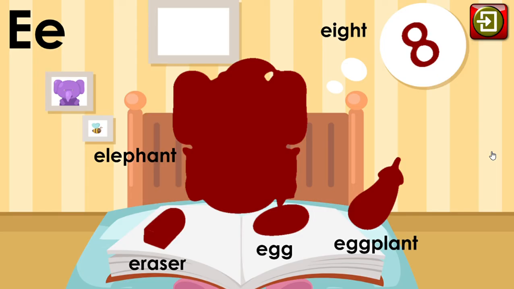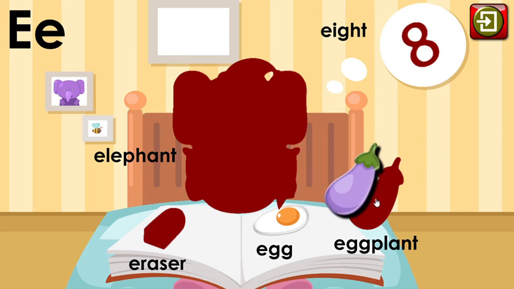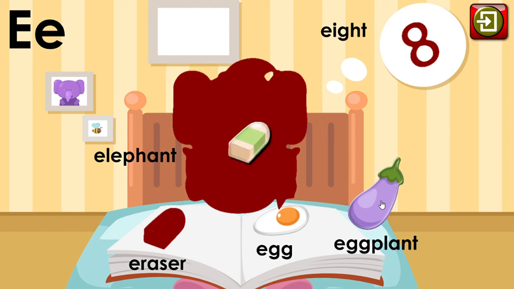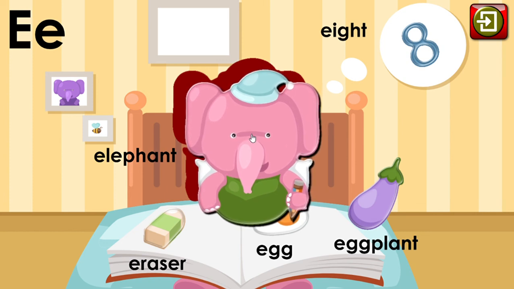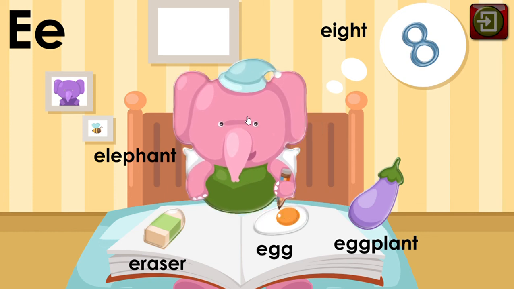Let's find some words that start with the letter E. Egg. Eggplant. Eraser. Eight. Elephant. Fine work.